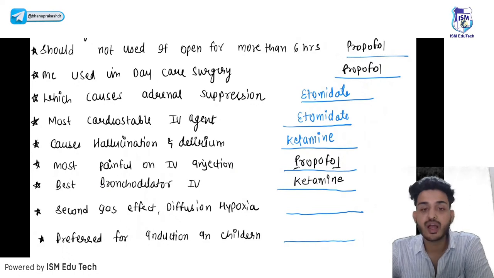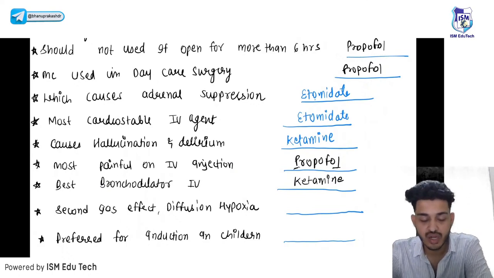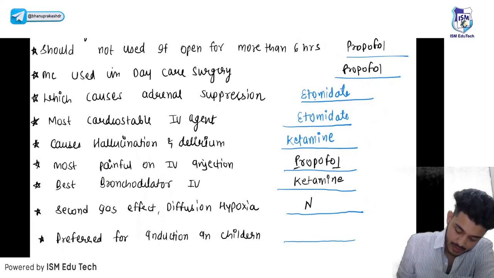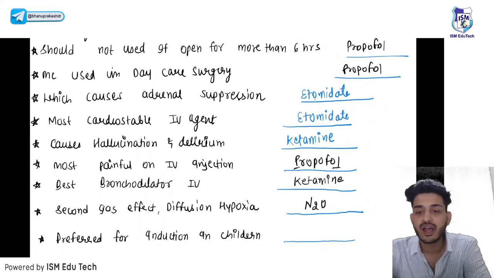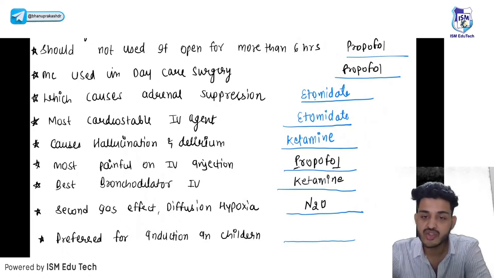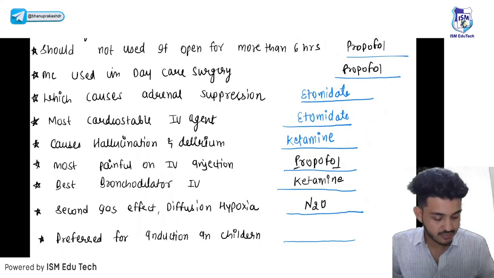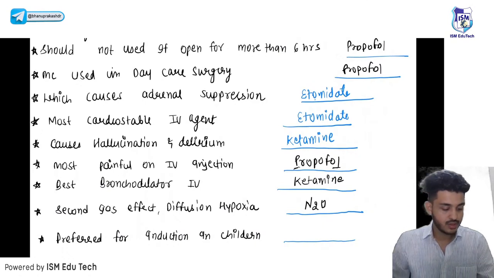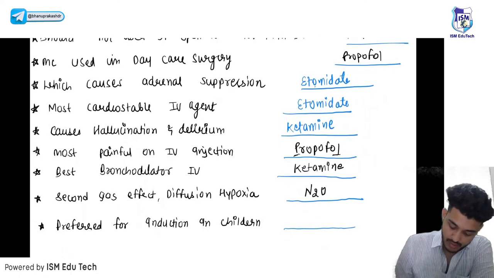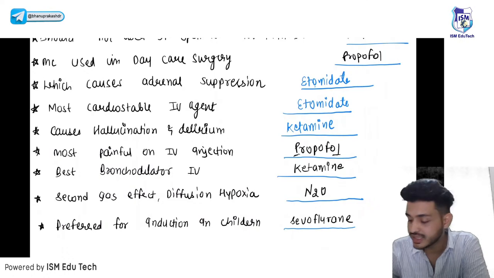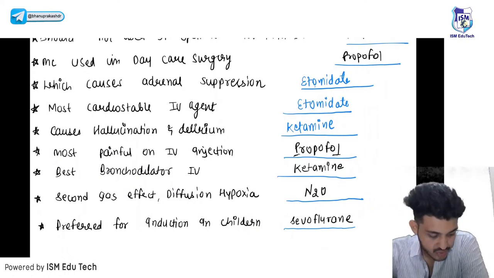Second gas effect or diffusion hypoxia is seen with N2O. That is your nitrous oxide. And which of the following agents is preferred for induction in children? That could be an inhalational agent. Which inhalational agent is preferred for induction? Very good, very good. That is your sevoflurane. Remember, I told you sevo is sweet in nature.